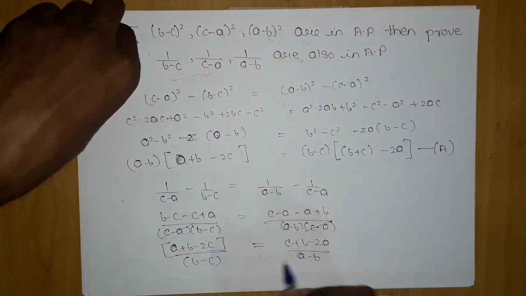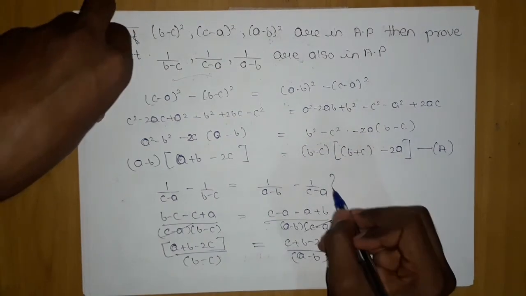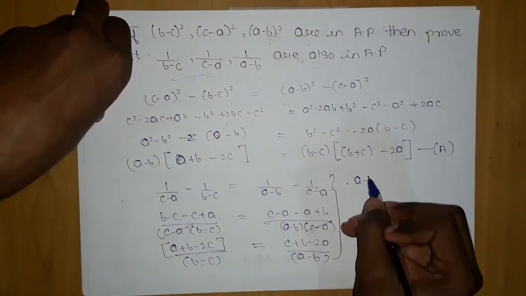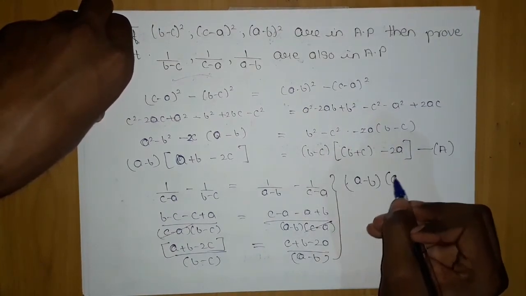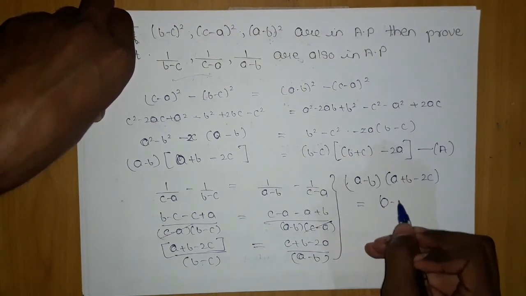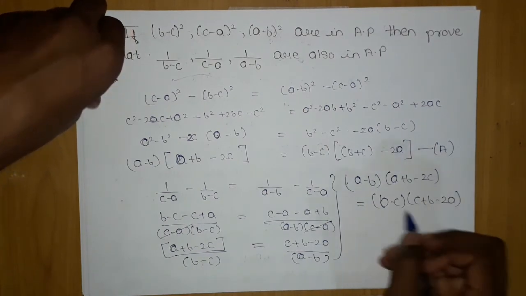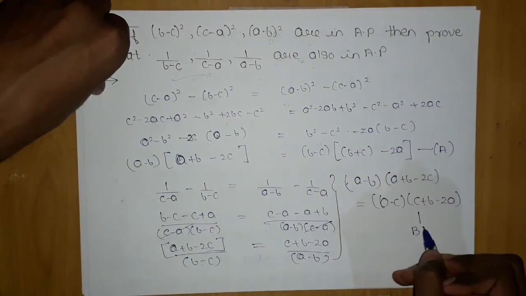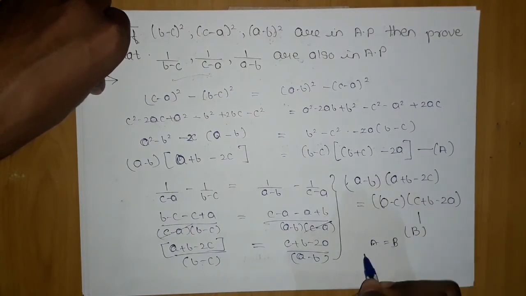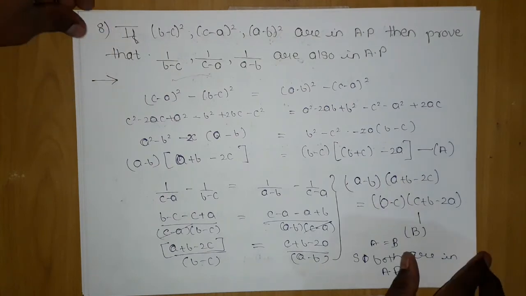a minus b. If I move these to the other side, we have (a minus b) into (a plus b minus 2c) equal to (b minus c) into (c plus b minus 2a). So these are equal, which is equal to A, so both are in AP. Okay, so we are done with this question. Let's move on further.